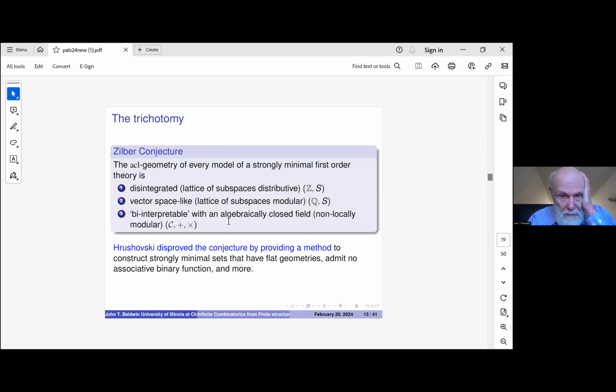Now, in the very late '80s, Hrushovski disproved the conjecture. And what I'm more interested in is not the failure of the conjecture, but providing a method to construct strongly minimal sets that maybe I'll talk about what a flat geometry is, but more to the point, they don't have any associative binary functions. And in particular, the form he phrased it in was that they admitted no infinite definable group.